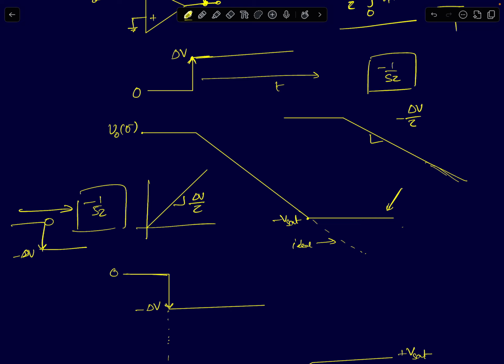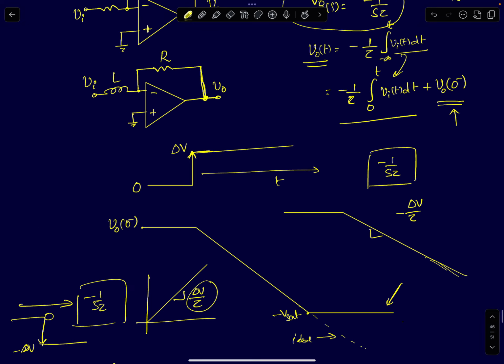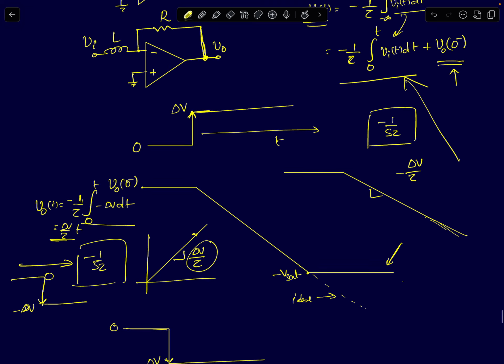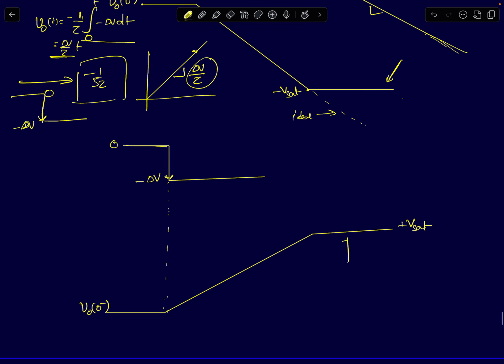The slope can be found by substituting in this equation. Your output voltage is simply minus 1 upon tau integral of vi of t dt, where vi of t will become minus delta V. So that's how you get the slope. Your slope will be plus delta V by tau multiplied by the integral 0 to t of dt, which will be t. So you will get a ramp signal which will increase with a slope of delta V by tau. If you assume a saturating nonlinearity, it will just saturate to plus Vsat.